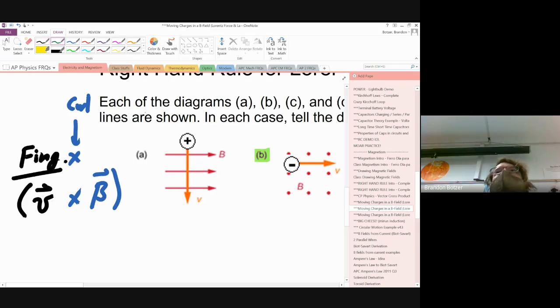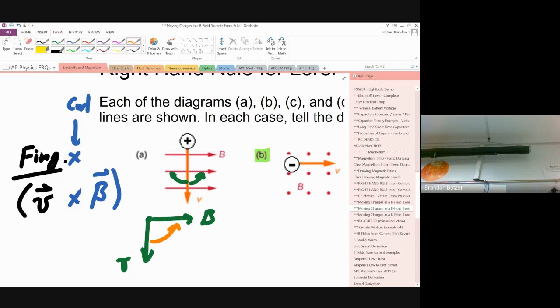This used to always drive me nuts, because I'm like, wait, do you want me to curl like this or like this? It looks pretty similar from my perspective. Redraw it. Your velocity is going down. Your B vector is going to the right. You need to curl your fingers this way. So velocity down, curl fingers to B. Your thumb is pointing out of the board.